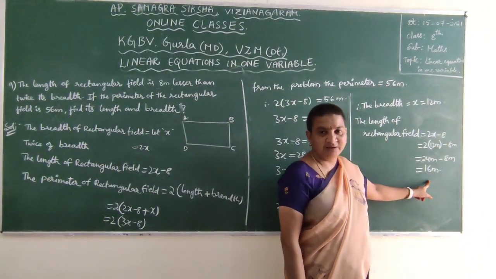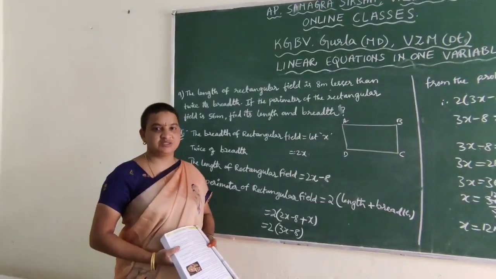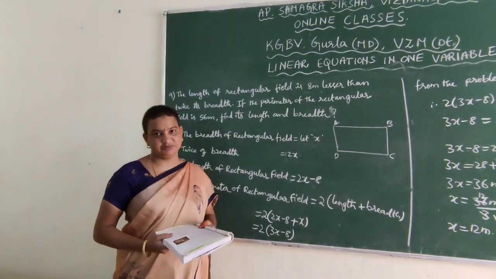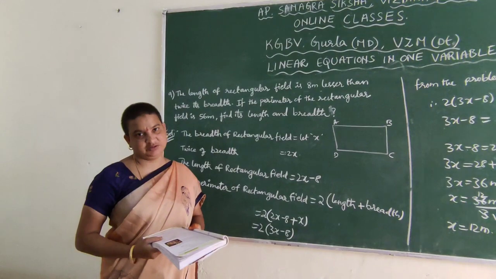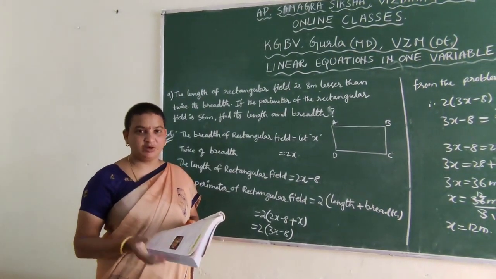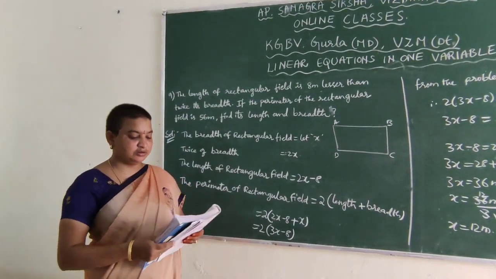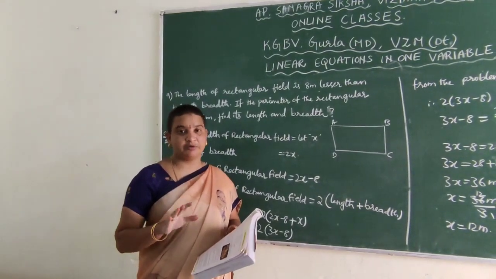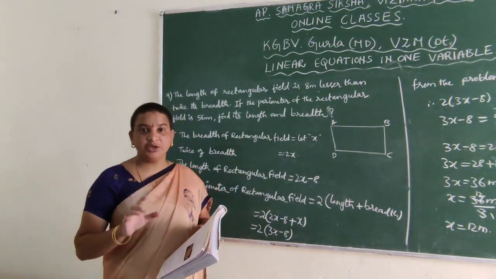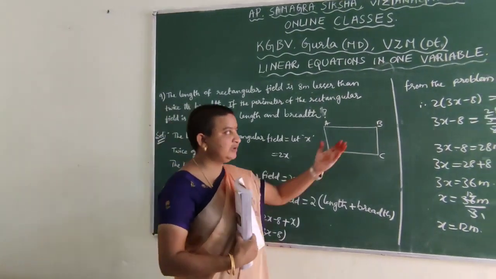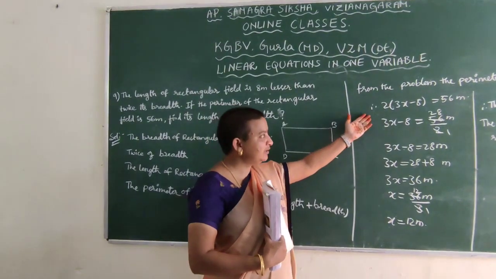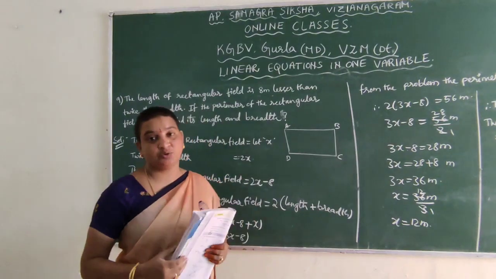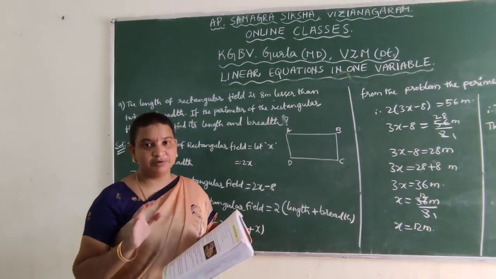Okay children, do you understand the problem? Okay, you have to complete the remaining problems. Okay children, these are the homework. You have to read the problem carefully to solve this. You have to read the problem again and again to understand. If you understand the problem, you have to write the equation. If you write the equation, you can solve it easily. So that's why I told you again and again, you have to read the problem very carefully.